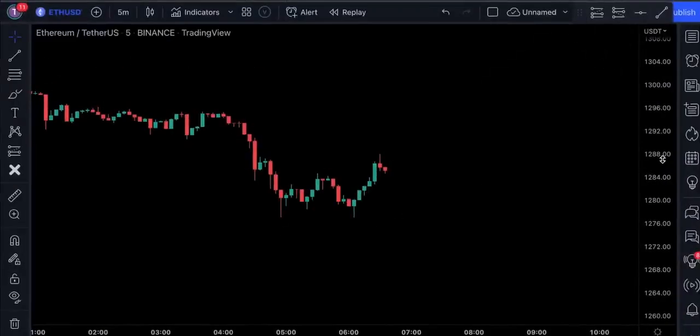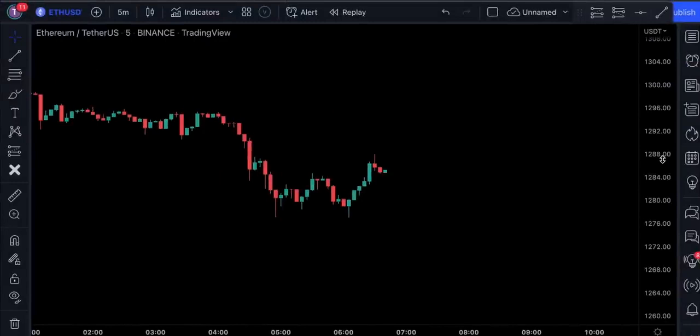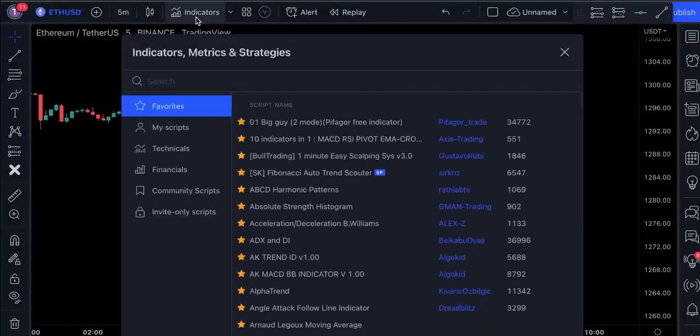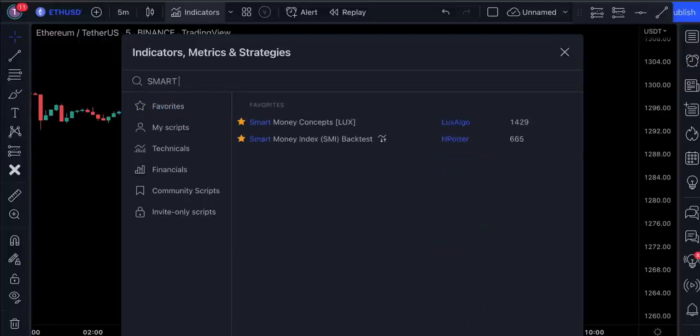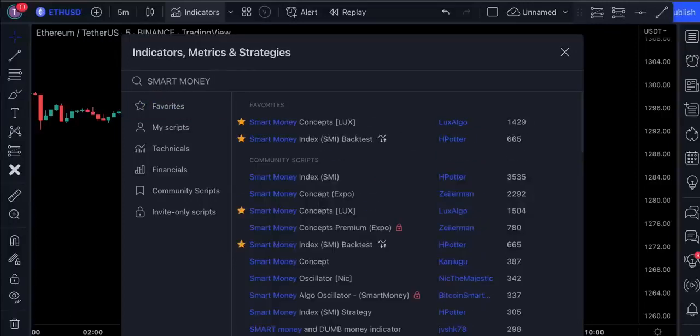Okay, so the strategy I'm about to show you works on all markets, including crypto, stocks, and forex. In terms of time frames, it works best on a 5-minute chart. So in order to build this setup, we first need to click on the Indicators tab and search for the first indicator, which is called the Smart Money Concept. It's going to be this indicator by Lux Algo.